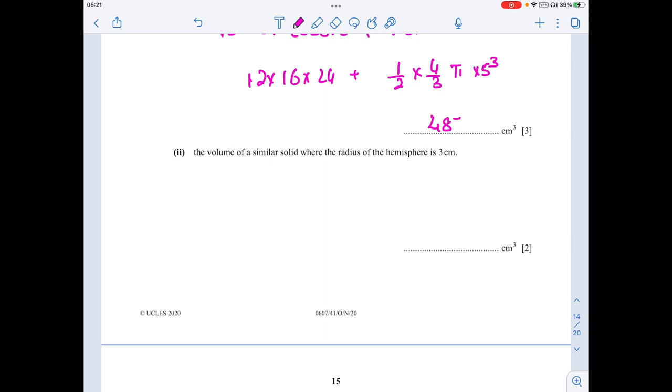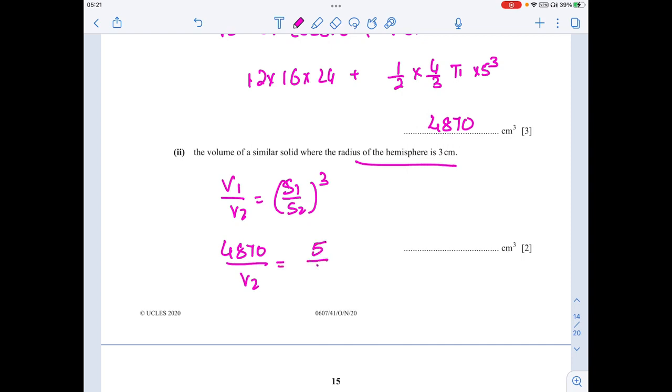3 significant figures, 4870. The volume of a similar solid where the radius of the sphere is 3. So similar solid, radius is 3. So volume 1 upon volume 2 equals side 1 upon side 2 whole cube. Volume 1 is 4870. Volume 2 we have to find. Side 1 was 5, now it became 3, whole cube. So V2 becomes 4870 divided by 5 upon 3 whole cube.